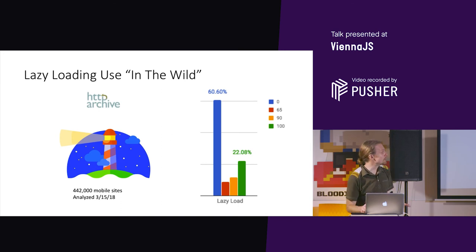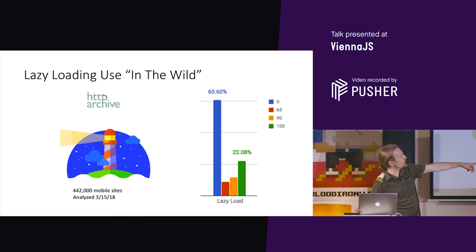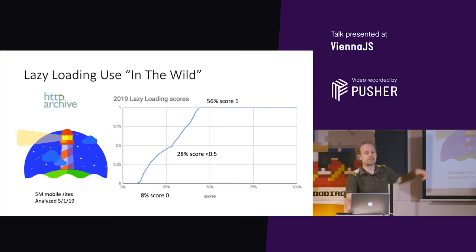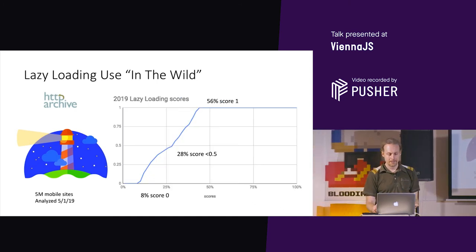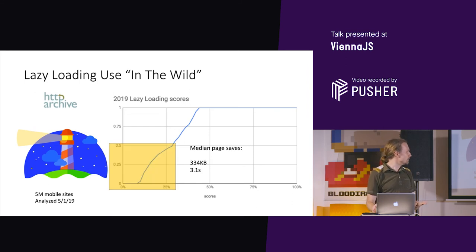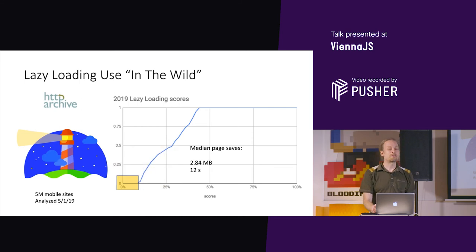Huge improvement year over year. A year ago, 22% of the web was passing. This year, 56% of the web is passing. So a lot of people are implementing lazy loading. These folks that are still failing could be 3 seconds faster. These folks way down here at the bottom could be 12 seconds faster. There is a lot of performance potential by lazy loading images.